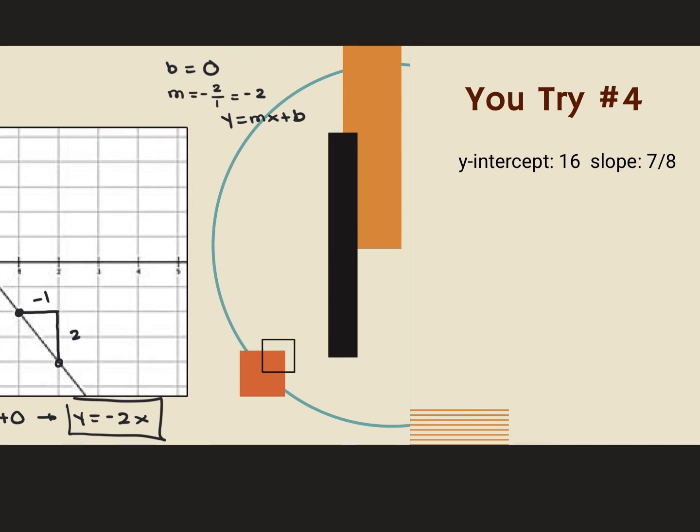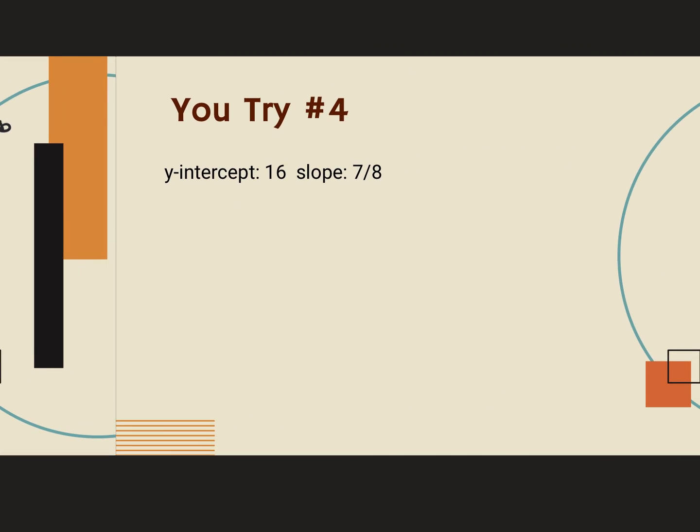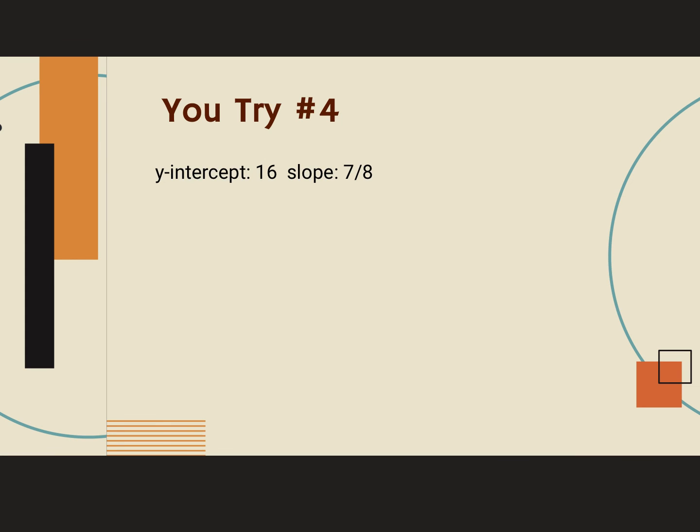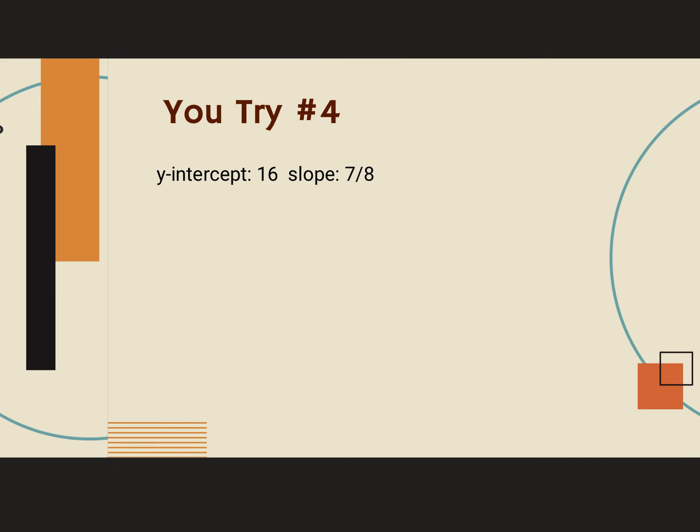All right. And the last example. So here, you're not having to look for the slope. You're not having to use point slope formula. They simply give you your y-intercept and they give you your slope. So again, I want you to pause the video and I want you to write the equation. All right. So again, we want it in slope-intercept form. So that is y equals mx plus b. So we have that our b, or our y-intercept, is 16 and our slope is 7/8. So y equals 7/8 x plus 16.